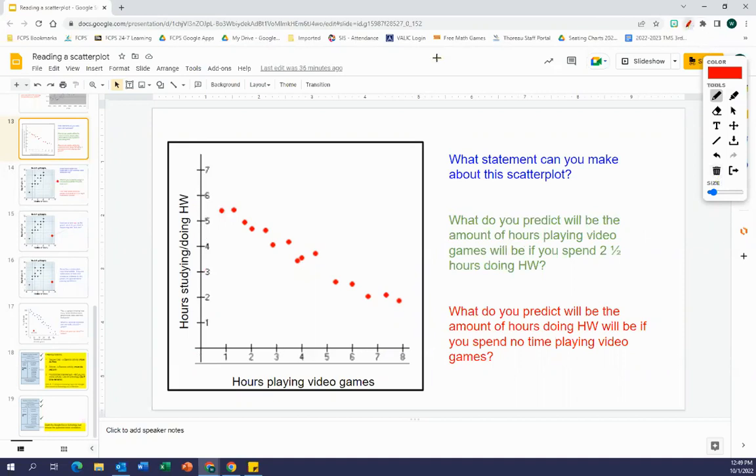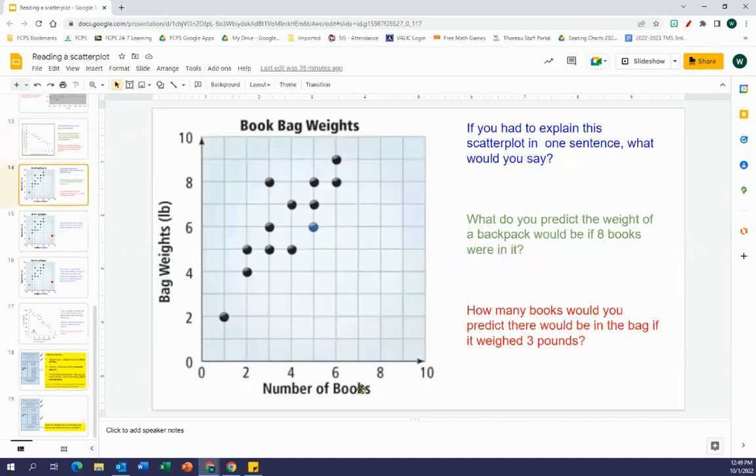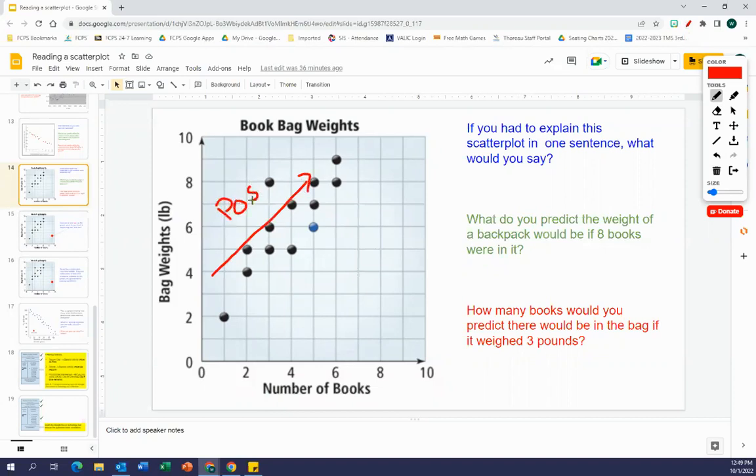So let's take a look at our next slide. Our next slide is about the number of books in your backpack and how heavy your backpack is. What would you say the correlation is for this picture? These dots are generally going up. So I would say this has a positive correlation. Or the more books I have in my backpack, the more it's going to weigh. Look at how my arrows are both going in the same direction. That shows me positive correlation.